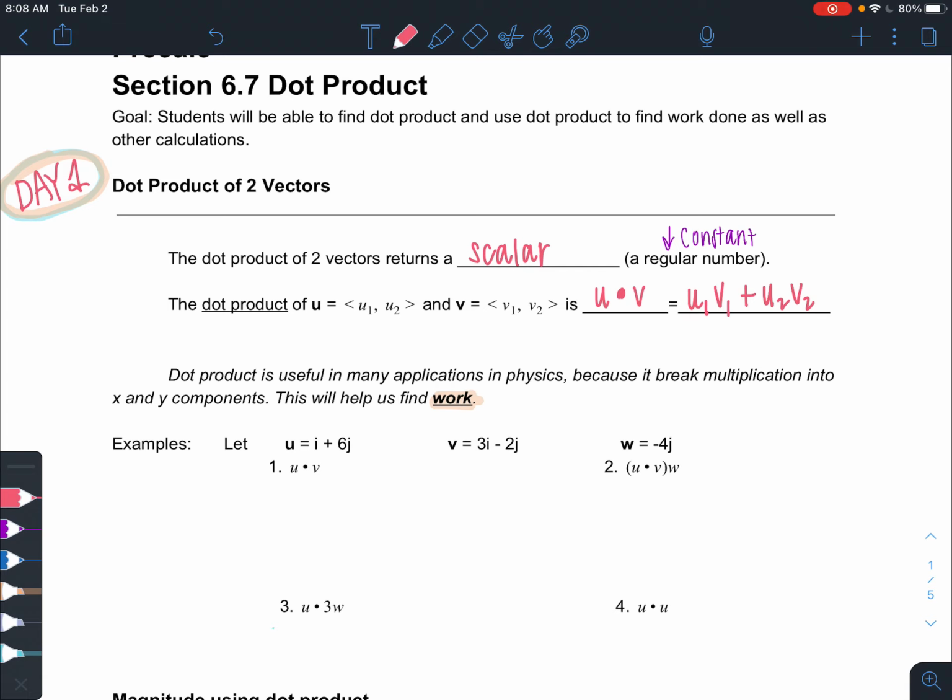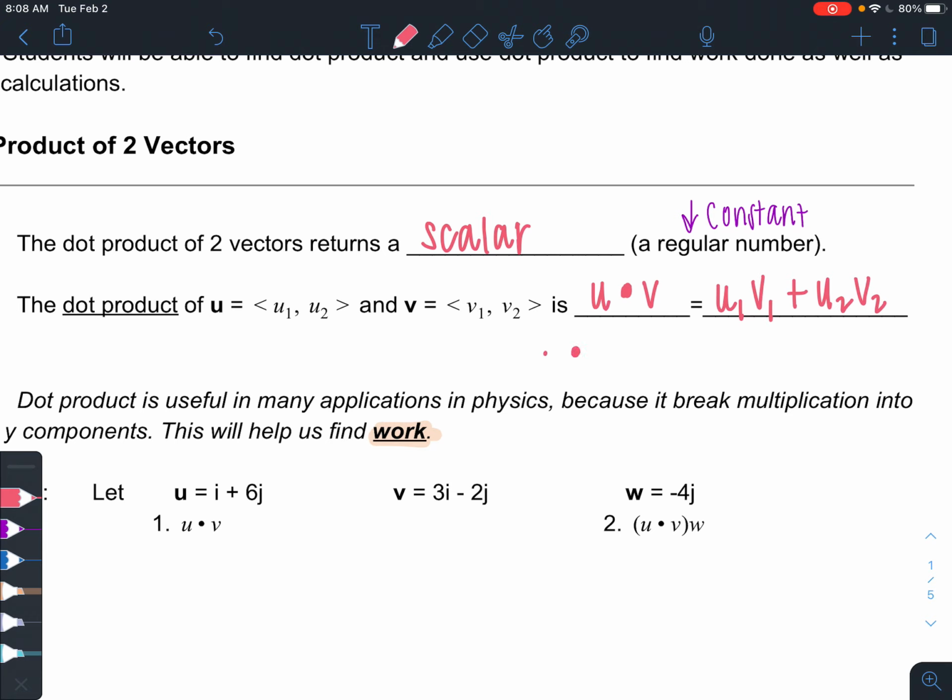All right, it's a pretty easy formula, so let's go ahead and make sure we are able to do this. Make sure this is multiplication, and then your dot is a little bit bigger, so make sure you're differentiating between those two things because they don't really mean the same thing. Okay, so I'm gonna go ahead and write out the component form of them. So this is 1, 6, 3i minus 2j would be 3, negative 2, and negative 4j would give me 0, negative 4.